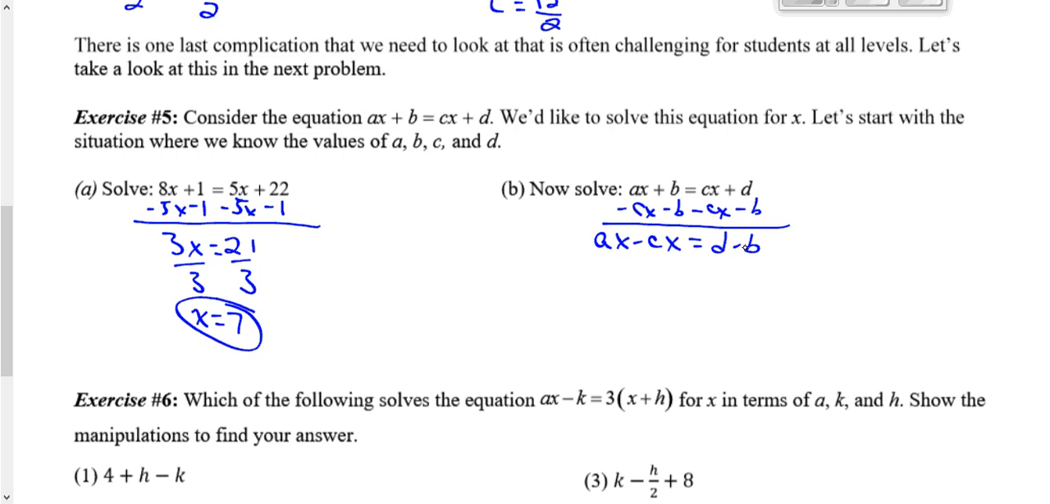So how are we going to solve this for x if we can't combine those like terms? Anybody have an idea? Something you know how to do? Divide, in a roundabout way. Divide x by a, and then you'll get d minus a. Well, what about c? You divide by negative c, which would be a minus c.